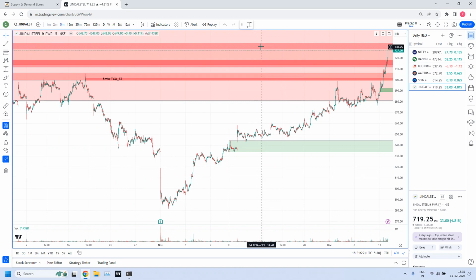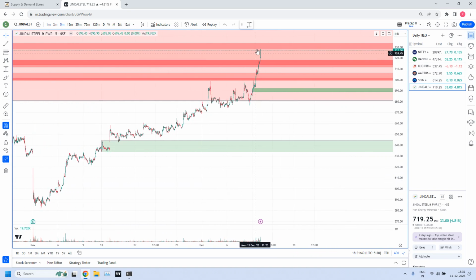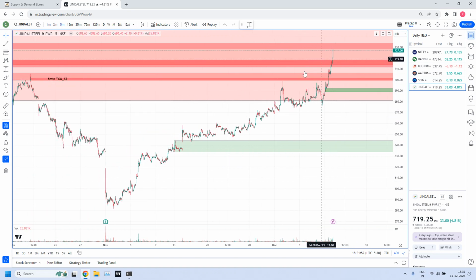In case this zone is violated, most probably this entire supply zone, the high liquidity supply zone, will be violated. If institutions create a new 75-minute zone inside this, probably we get new opportunities again next time when prices enter inside. So for the time being, we don't have any more opportunities in the Jindal Steel supply zone. We have to wait and see. So these are all the trades from our previous report.